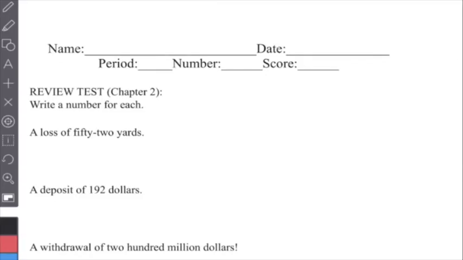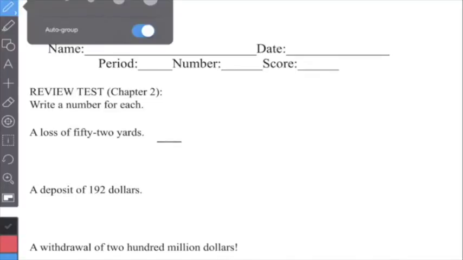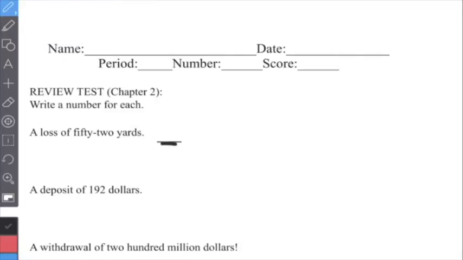Okay, boys and girls, this is our review for Chapter 2. So let's look at a couple of these problems here. First of all, we have write a number for each one. So it's a loss of 50 yards. If it's a loss, it's a negative. So it's 52 yards. It's a loss, which is a negative 52, and then you need a label, so it's yards.